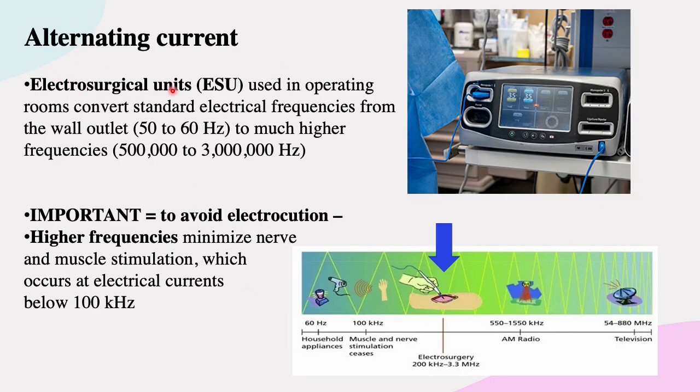The electrosurgical unit, or otherwise this generator, so ESU will mean these generators here, is used in the operating room to convert the standard electrical frequency from the wall to a much higher frequency. And it's really important to know that because this essentially avoids electrocution. Higher frequencies minimize nerve and muscle stimulation, which occur at lower electrical currents. And as you can see here, electrosurgery is a very high electrical current, so it bypasses that. And we'll be discussing this alternating current from here on out.